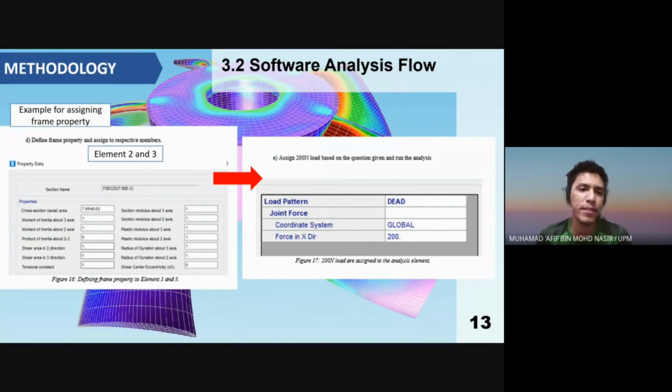For the first element, we have about 0.0117 meter square for the cross section, and for element 2 and element 3, the cross section is 0.85 exponent negative 3. So each element has a different cross section, and that's why we need to assign different cross sections. And the last one, we assign the load, which is a 200 Newton load at element 2, at the end of element 2.